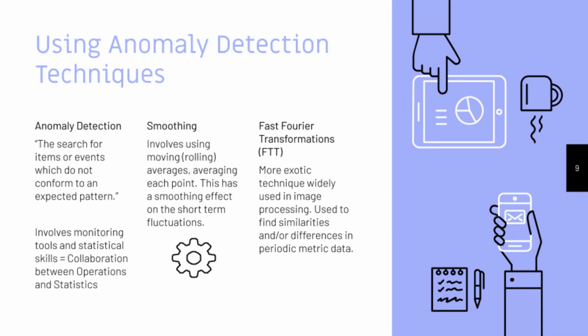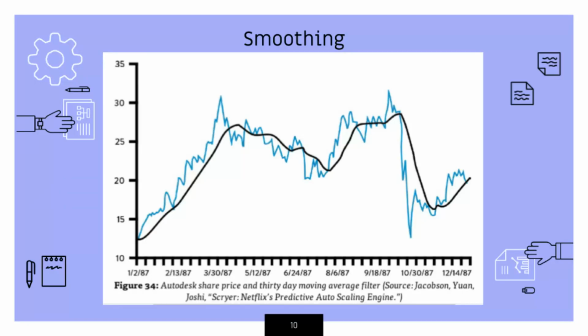Now let's take a look at a key statistical technique, smoothing. Smoothing involves moving or rolling averages by averaging each point. This has a smoothing effect on the short-term fluctuations. Take a look at this chart. The blue represents the actual data, while the black line is the 30-day moving average, which was generated via smoothing. You can see how the small peaks and dips of the data are smoothed out into a continuous line. This is why the method of averaging is known as smoothing.